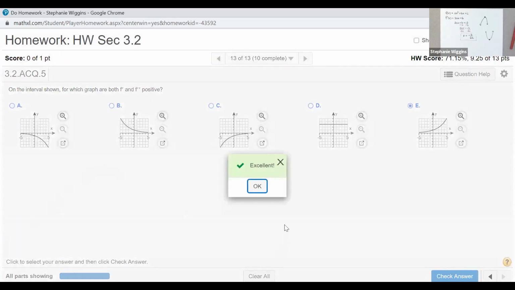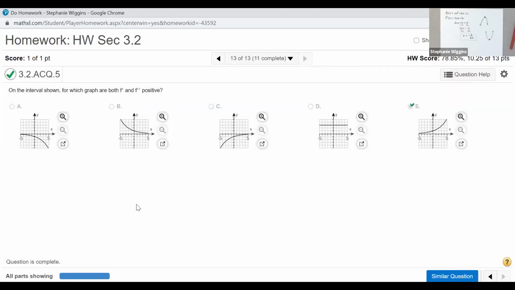And there you have it. So I hope this helps you with your homework. The questions aren't going to be exactly the same necessarily, but I hope that I've kind of shed some light on this whole first and second derivative.